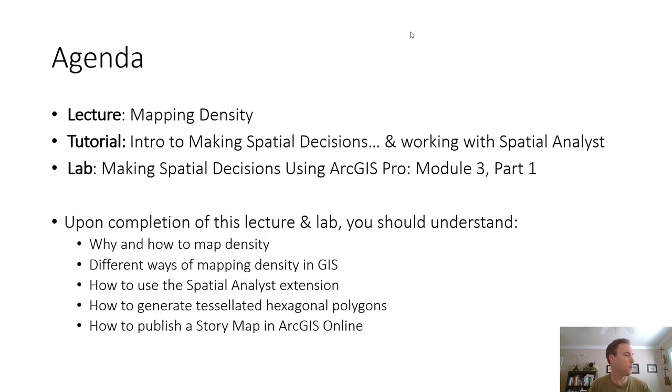We will be getting into making spatial decisions using the ArcGIS Pro workbook. This is the other assigned text for the class, and we'll be using it intermittently from now until the end of the semester. This week is module 3, part 1. Next week, we're going to stay on the mapping density theme, and then you'll be doing module 3, part 2. Upon completion of this lecture and lab, you should understand why and how to map density, different ways of mapping density in GIS, how to use the Spatial Analyst extension, how to generate tessellated hexagonal polygons, and how to publish a story map to ArcGIS Online. Those are all tasks that you'll be doing in the lab.